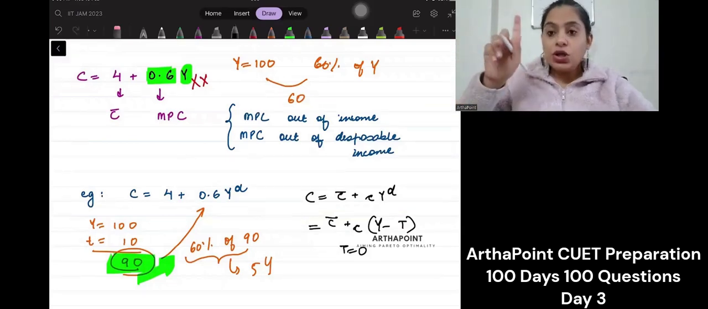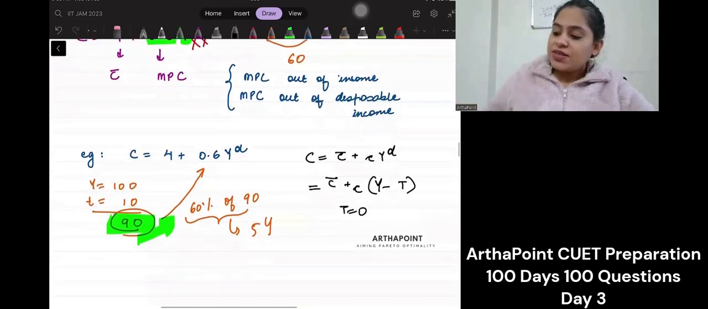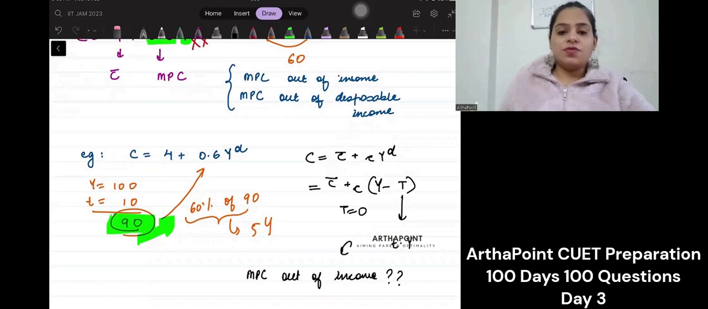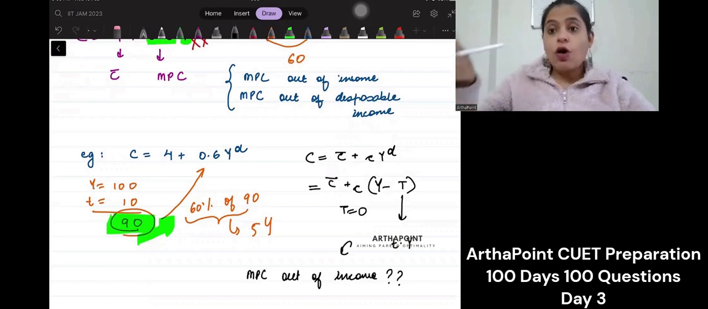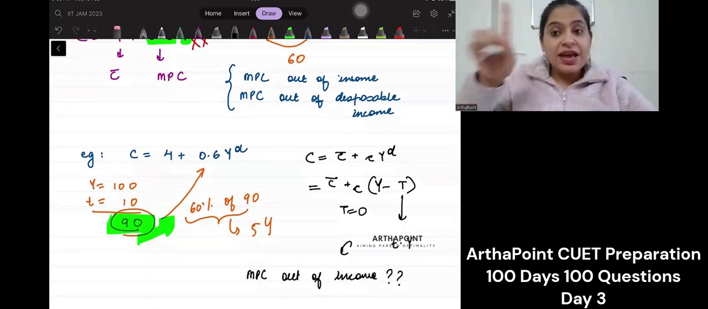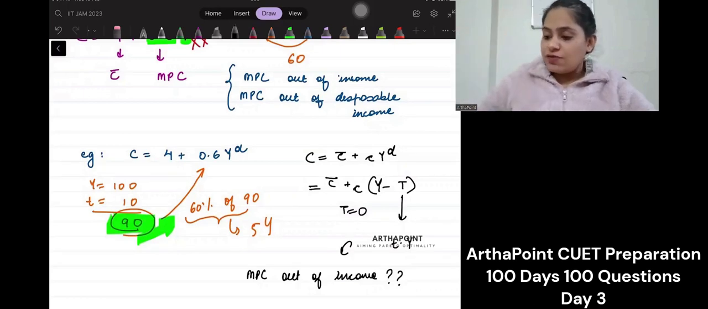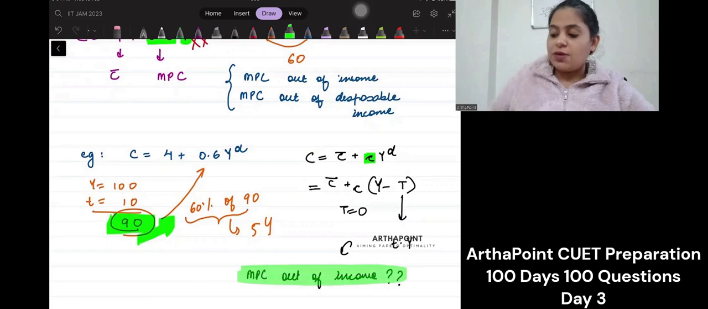ठीक है? Now, you have to think and tell me that suppose this tax is a proportionate tax. Then what is MPC out of income? What is MPC out of income if it is a proportionate tax? Out of income. Y के साथ क्या फाइनल फैक्टर लगता है जो आप कंज्यूम कर रहे हो? I want to know that. Out of disposable income C ही है. But out of income, जब आप इसको solve कर रहे हो, what is the MPC out of income? I want to know that.